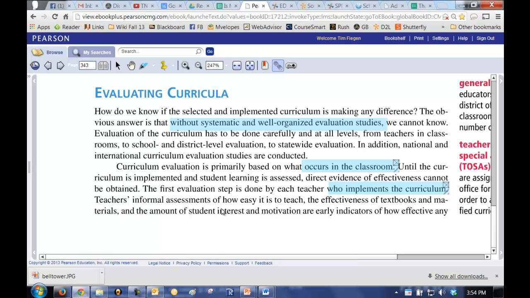Teacher informal assessment is how easy it is to teach and the effectiveness of textbooks, materials, and this. And again, this is what I say. So we're going to hand you a textbook. How do we know that's going to get the job done? And the amount of student interest and motivation are early indicators in this.